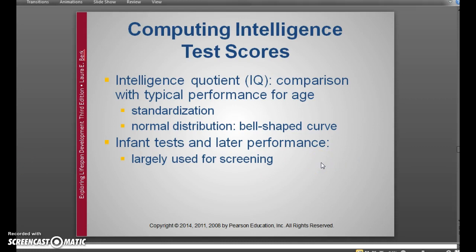Another kind of intelligence test that you, I'm sure, have heard of is the intelligence quotient, or the IQ. And this is a comparison with typical performance for age. It is standardized. There should be a normal distribution, meaning the bell-shaped curve. And it is used for infant tests and later performance. It's also used as a screening test.